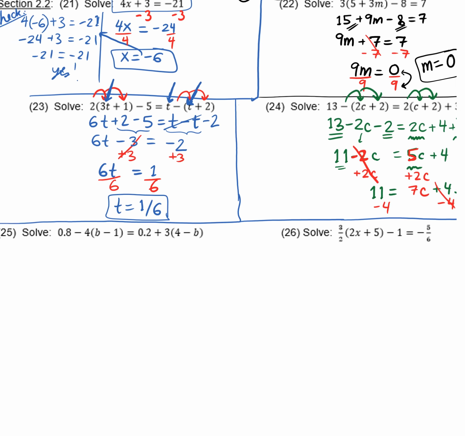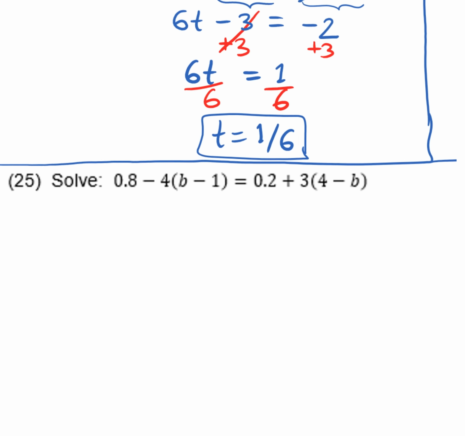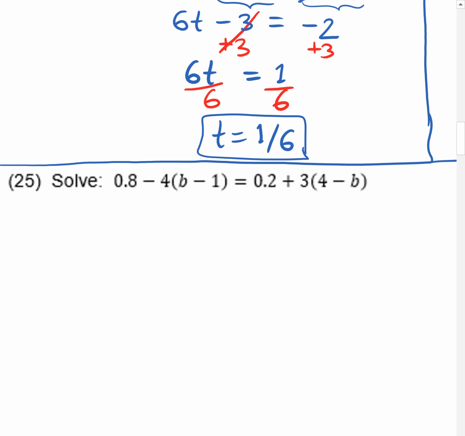Okay, now let's try number 25. Ooh, this one's got a bunch of decimals, huh? It's kind of similar in a way to the problem we saw above that had a bunch of fractions. Remember, you can get rid of decimals by multiplying the whole equation by 10, 100, 1,000. Kind of depends on how many times you want to move the decimal over. But I only see one digit beyond the decimal in these two numbers. So all I really need to multiply by is 10. And that should get everybody to become a whole number.